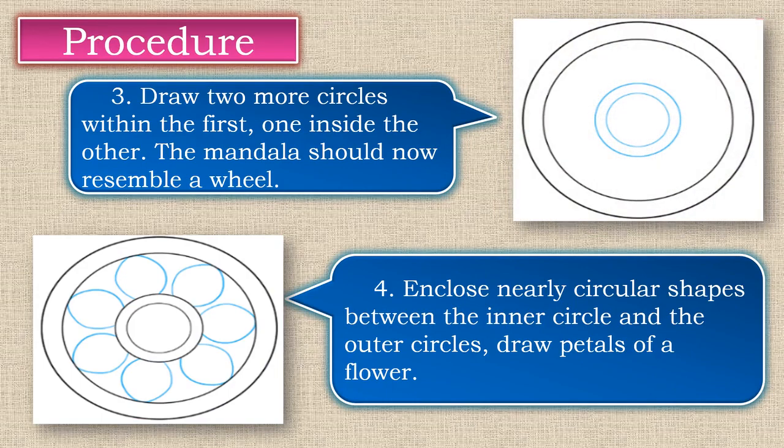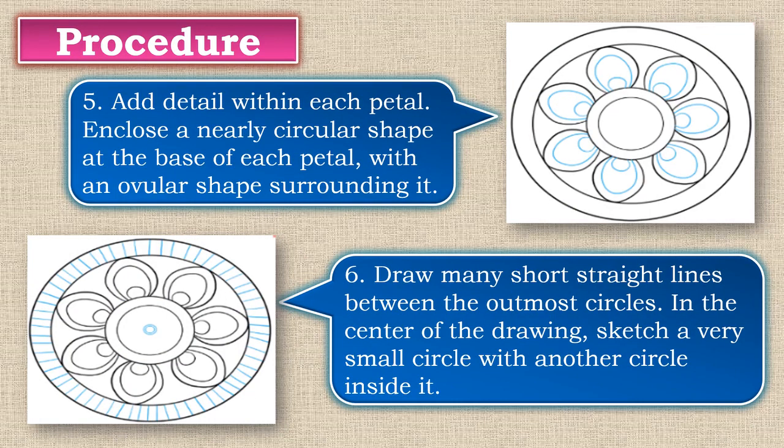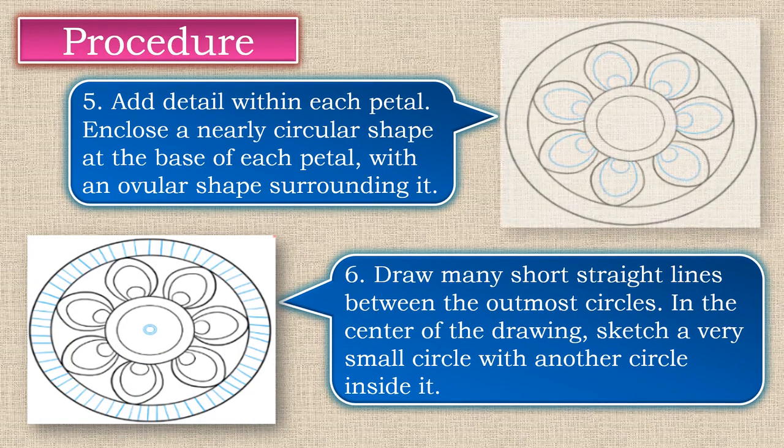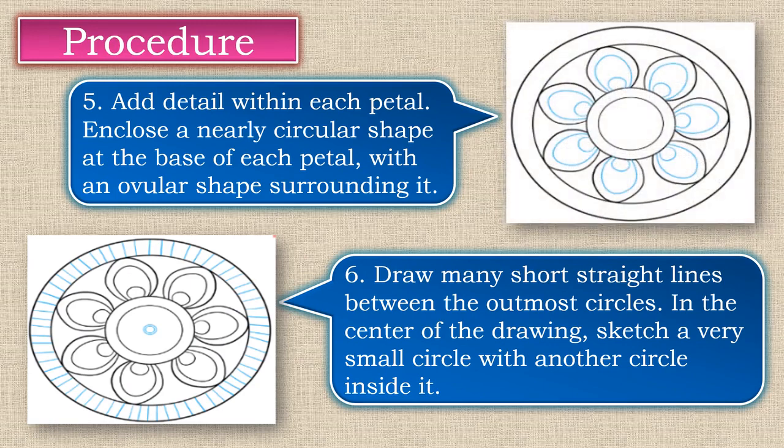Step 4. Enclose nearly circular shapes between the inner circle and the outer circles. Draw petals of a flower. Step 5. Add detail with each petal. Enclose a nearly circular shape at the base of each petal with an ovular shape surrounding it.